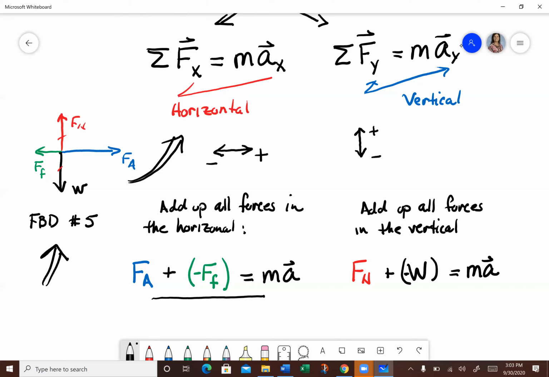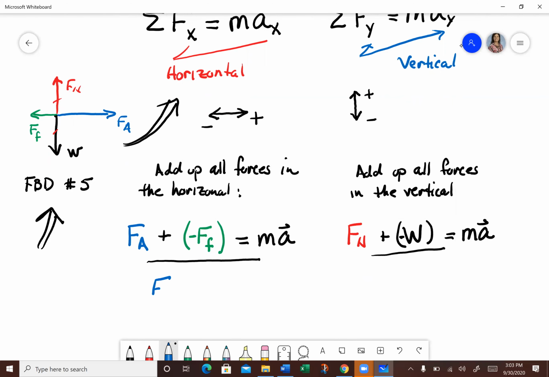So of course, this is our vertical, this is our horizontal. We can write it mathematically, right, that this is force applied minus the force of friction equals mass times acceleration. Over here we have force normal, plus, or I'm sorry, I'm going to erase that, minus the weight equals mass times acceleration. I now have two equations that help me to solve the problem. And that's what Newton's law is. The only way I can derive these equations is if I have a correct picture drawn.